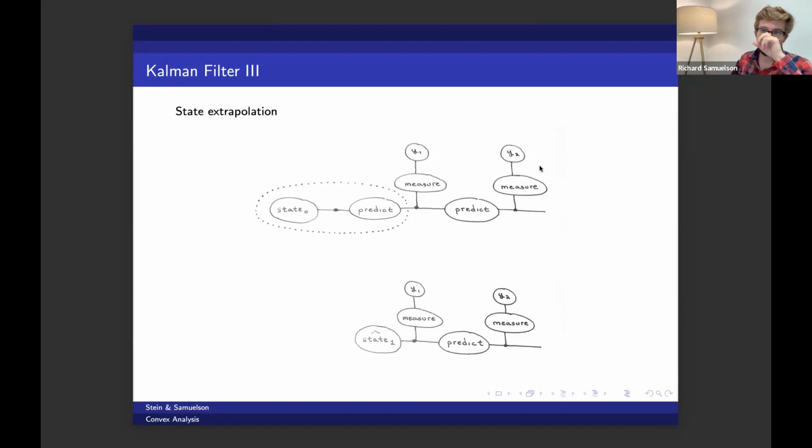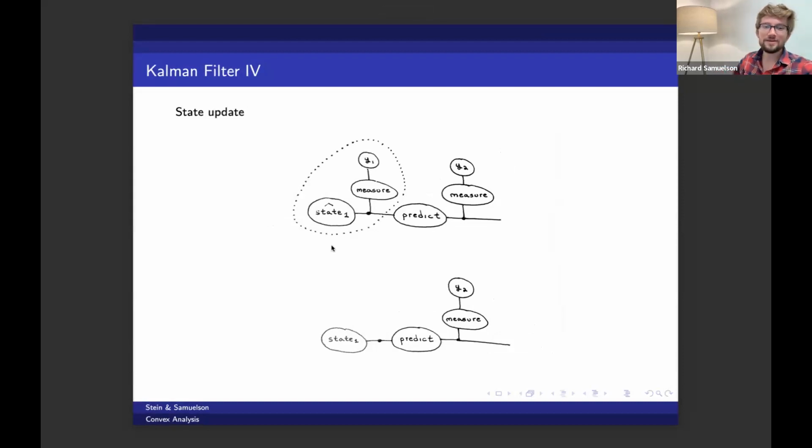So these are the two steps that you iterate in the Kalman filter. First, you take the current state and you compose it with the predict function to get a pre-measurement. So for example, the first step would be you take the state at 0 and compose it with the predict bifunction to get a pre-measurement state at time 1. This is called the state extrapolation step.